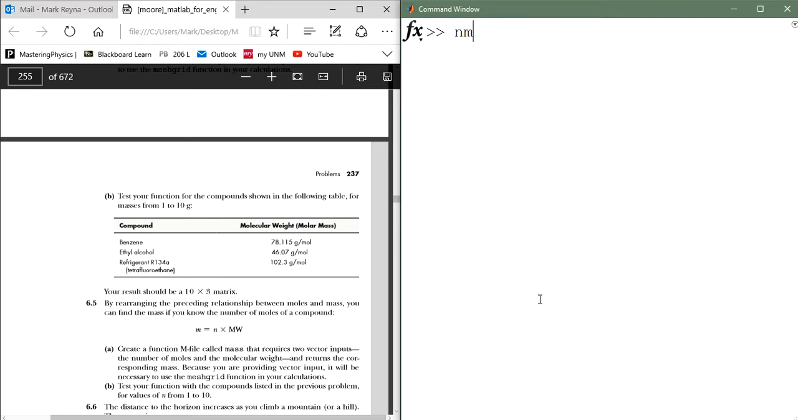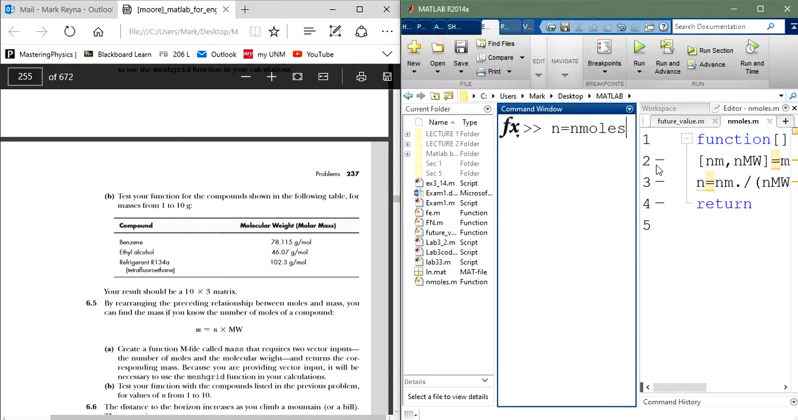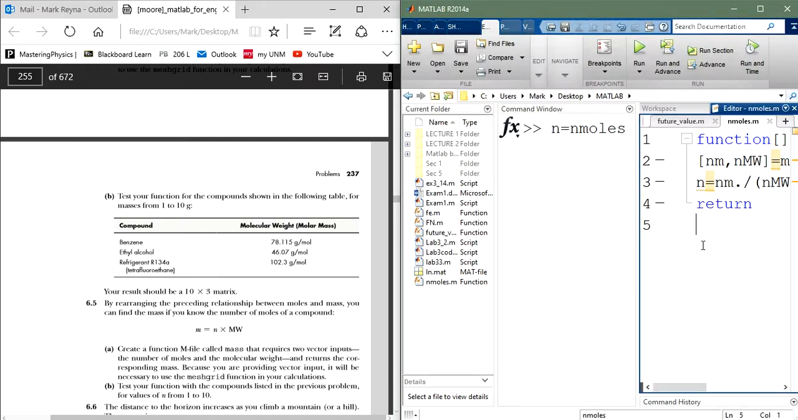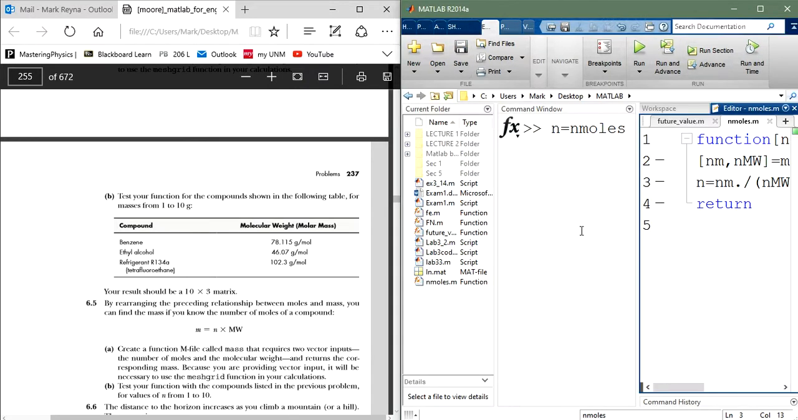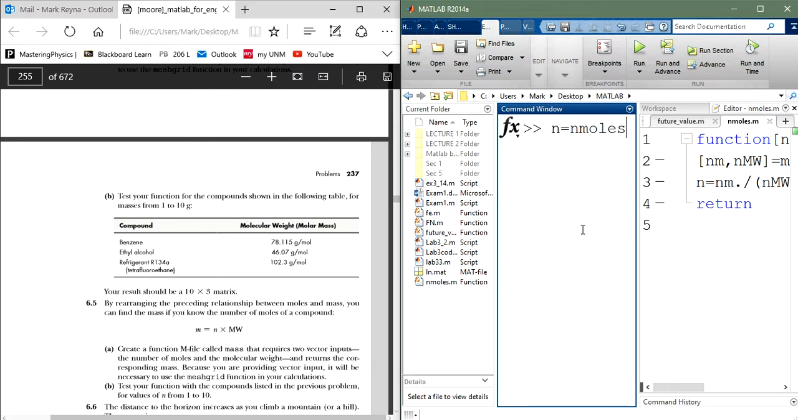So I'm going to say n moles. First I'm going to say n is equal to nmoles. Hold on, did I? Uh-oh. I messed up. Control undock. I did not put an output. And I want to suppress these. Alright, now I'm ready to go.